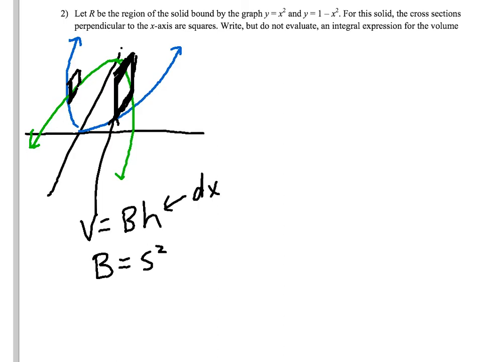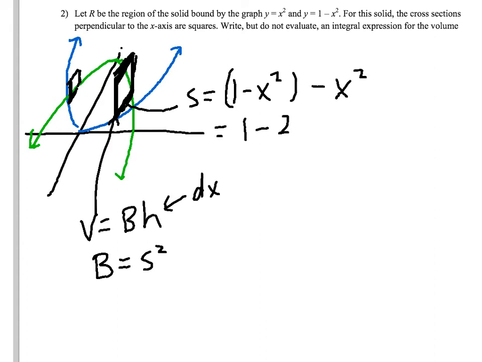Okay, so we have the area of the base of each square, that's side squared. The problem with that is we want to put it in terms of x, because how big each square is depends on x. So first let's think about what s is. The s is going to be right there. That's really the distance from that green function to the blue function. So if that's the side right there, that's going to be 1 minus x squared, the top function, and then we subtract the bottom function, that blue function, x squared. If we simplify that, that would be 1 minus 2x squared. Okay, so that's the side.